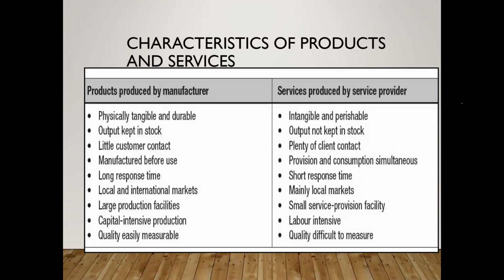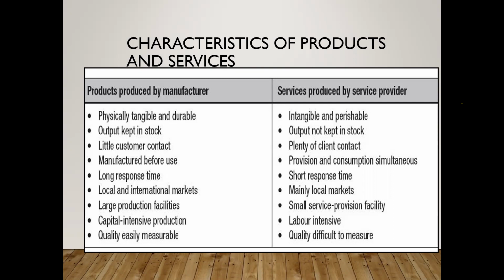Physical goods can be kept in stock, but services cannot be kept in stock. When goods are produced, there is little customer contact. So when the furniture company or the mineral water or mineral drink company is bottling the product, the customer is not present during the production or the transformation process. So there's little contact with the customer. But when it comes to service, there's a lot of contact with the customer.